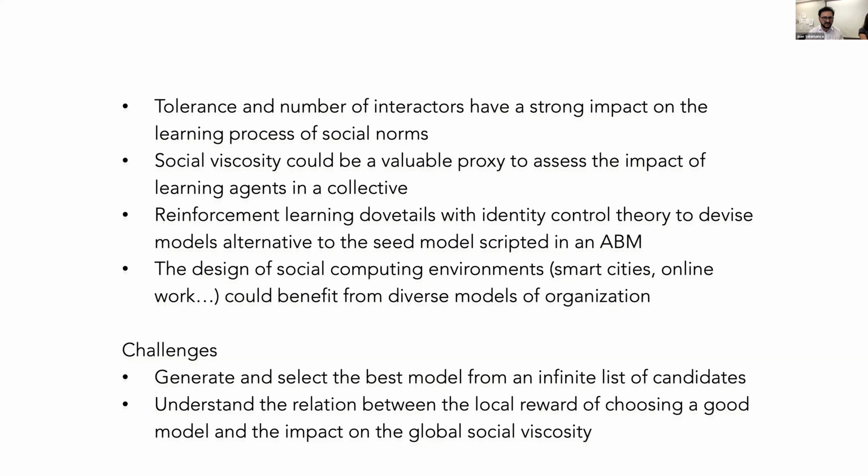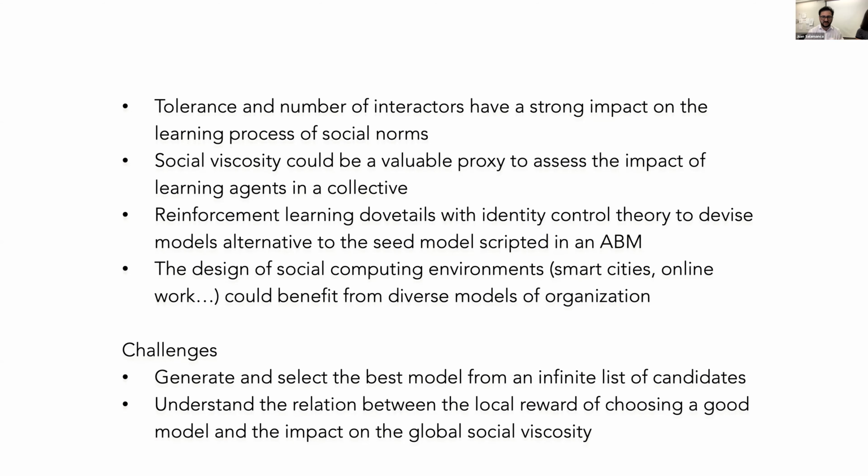Now, we have some challenges. In general terms, generating and selecting the best model from an infinite list of candidates, because, well, it's not really infinite, but it's a very large list of candidates, because of permutations of agents. In this case, we have 20 agents, and you know that the permutation of 20 is a very long list, so computationally, it's very demanding.